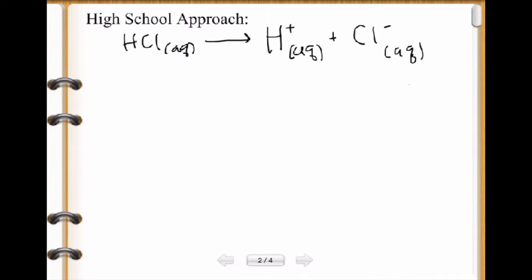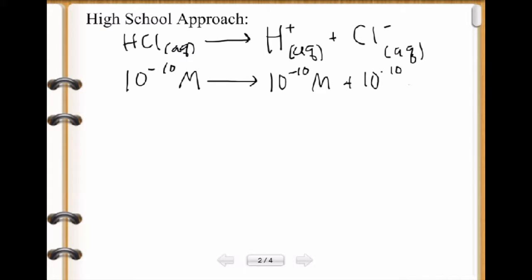And it's a strong acid, so we usually assume this will go to completion. More importantly, we started with 10 to the negative 10th molar HCl, right? And as you may know, molarity is a measure of concentration. So technically, this should break down into 10 to the negative 10th molar H plus, and then you should also have 10 to the negative 10th molar Cl minus. Technically, if it breaks down completely. And you'd be right to assume that.